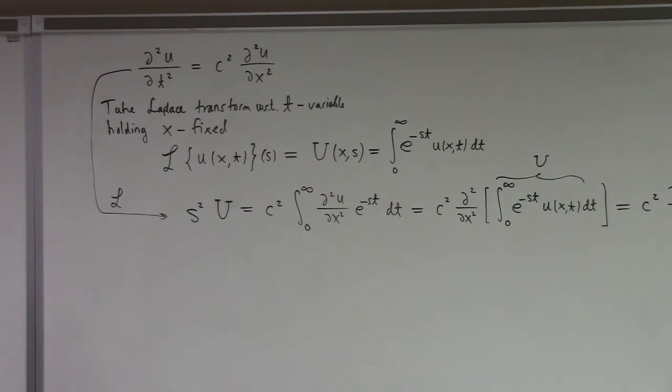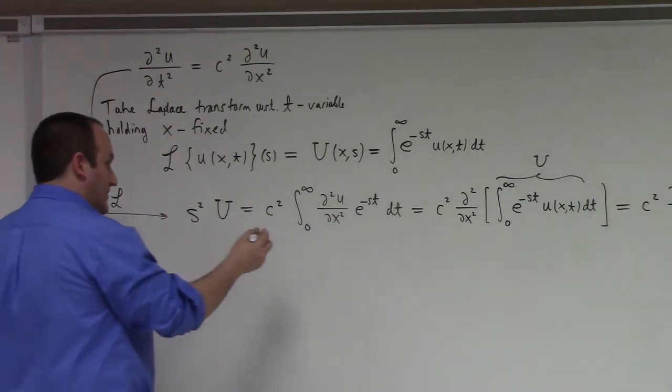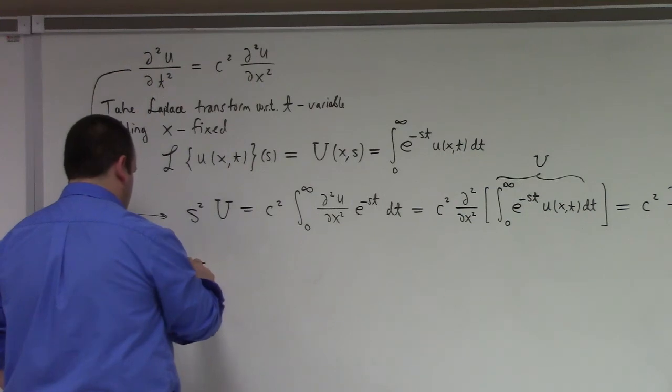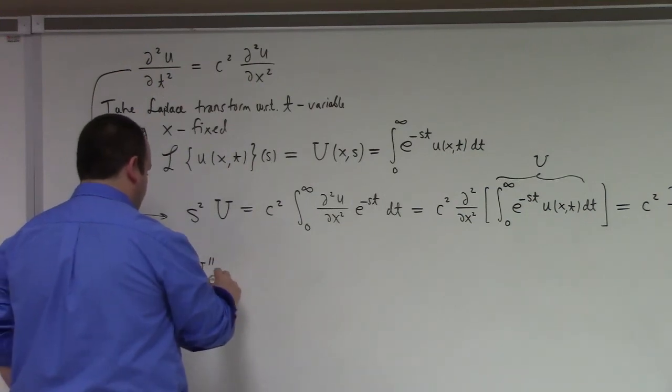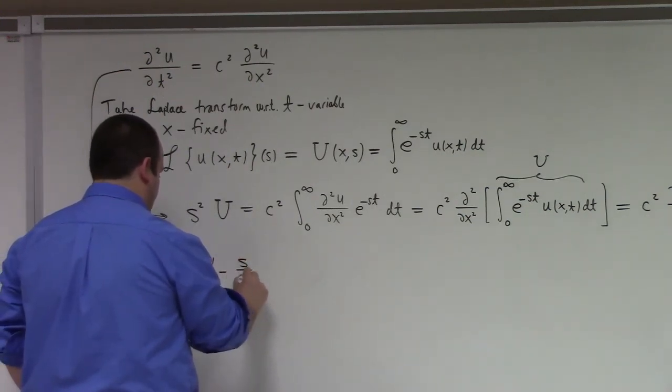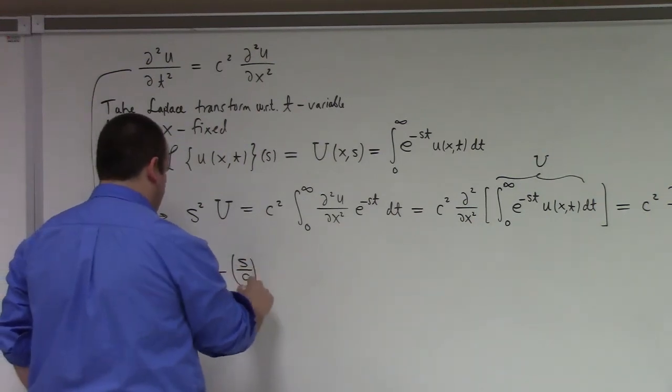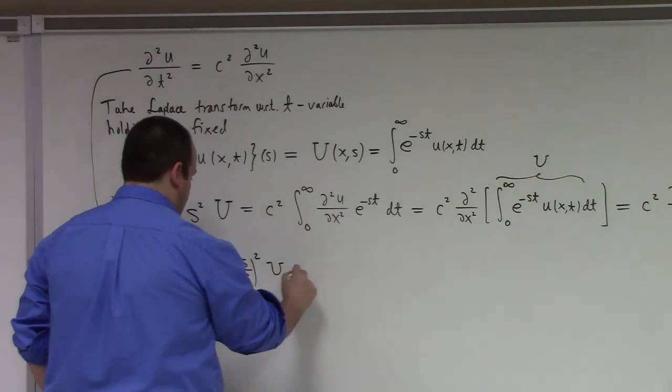Let me rewrite that in a somewhat suggestive fashion. So what we've got is U prime prime minus (s over c) quantity squared times big U equal to 0.